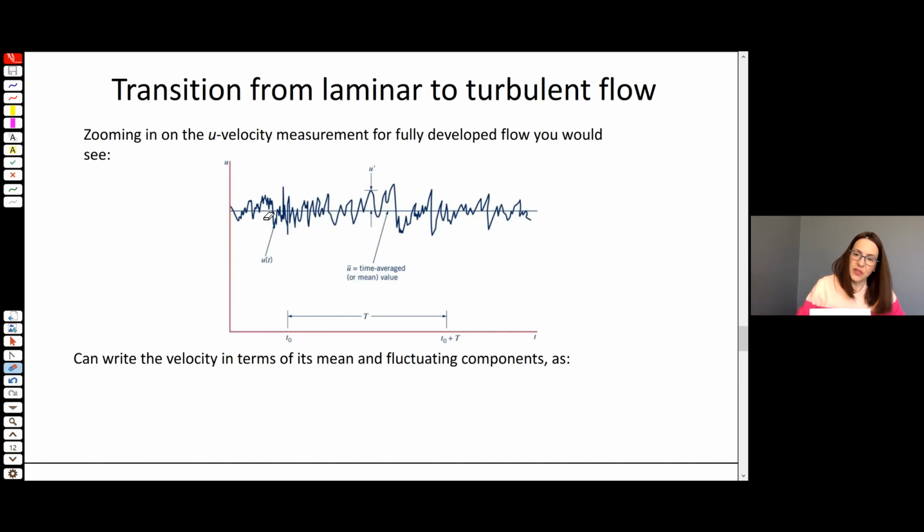Well, we can think about this in terms of a mean and a fluctuating component. So if we average over one time period, capital T, if we average this signal, then we get this mean value represented by this line, this bar, right? So we can actually write down our velocity in the following way. We can say our velocity is equal to a mean component plus a fluctuating component.